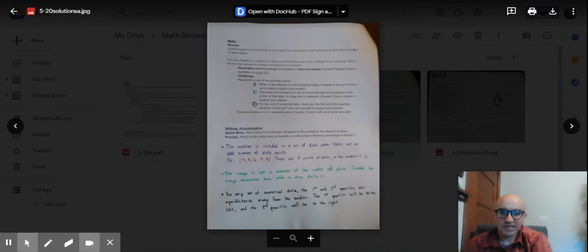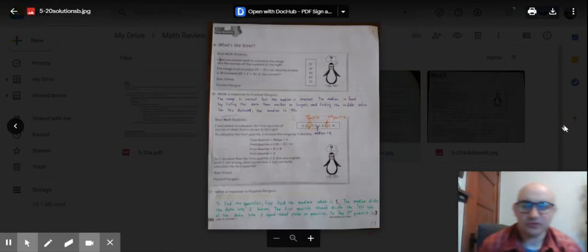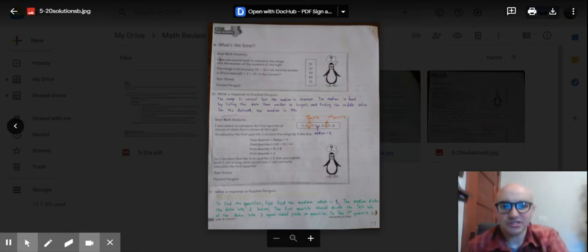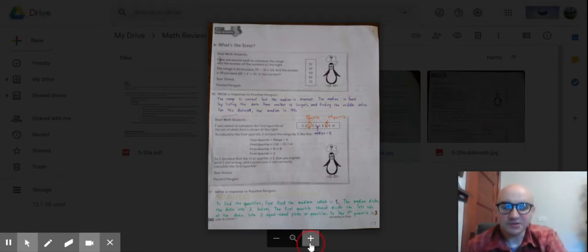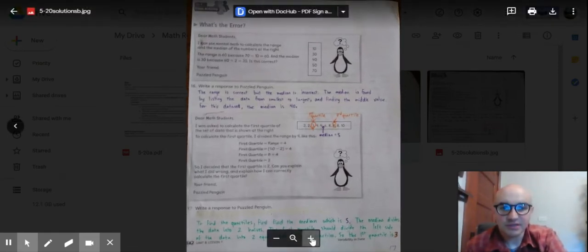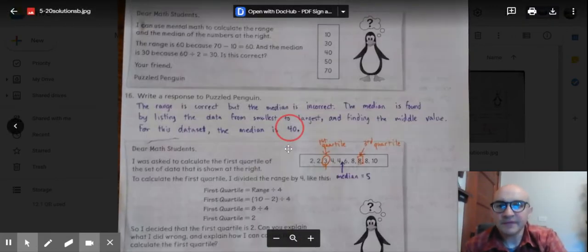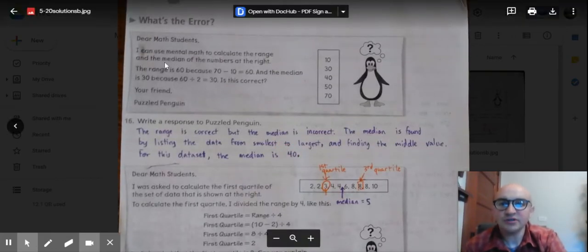Okay, so that's the challenge problems today. Now when we go over to the other page, it's just a couple of questions about our friend Puzzle Penguin, always getting herself into some trouble here. Let's take a look at the top question. Here is a data set. It's listed already, smallest to largest. Let's see what Puzzle Penguin's got going on.